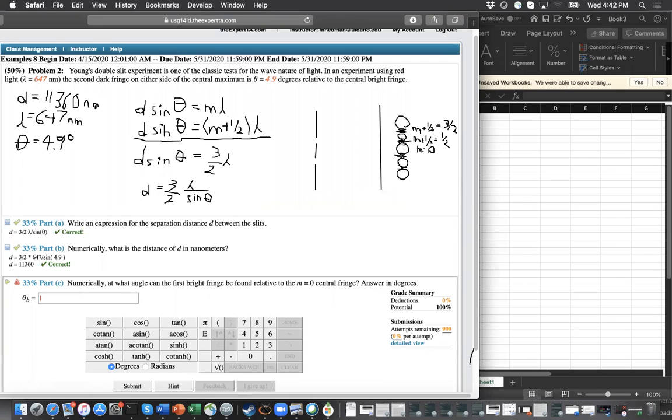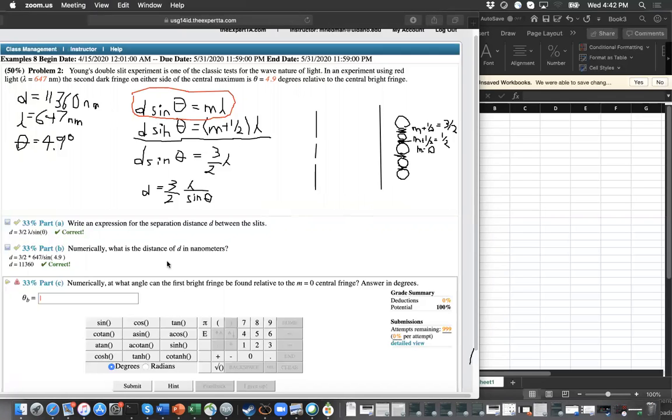bright fringe. Now we're talking about a bright fringe, which is right here. In this case, and as well for that problem, we're going to want to use this expression because this is the equation for bright fringes. And we're asked for the first bright fringe, which corresponds to m equals 1. So in that case, we're going to want to use this expression.